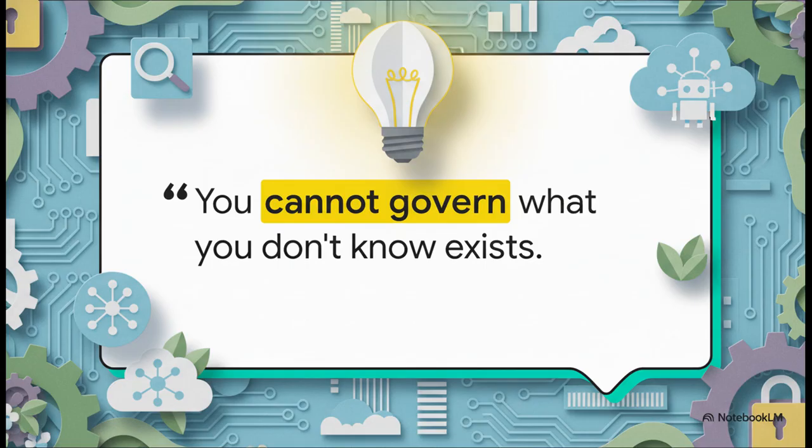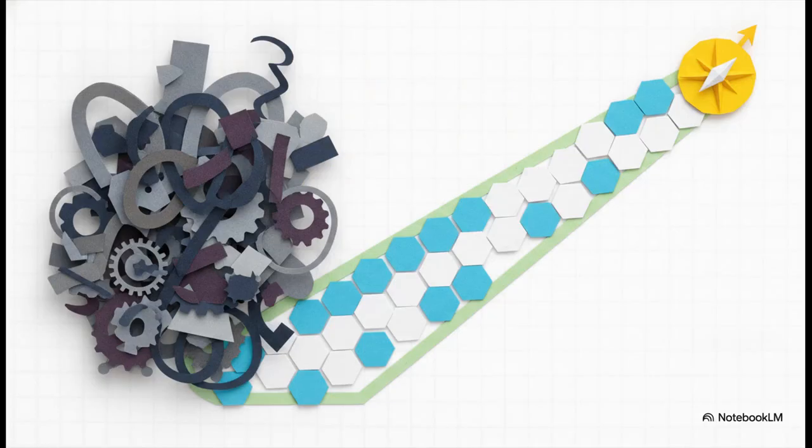Because here's the thing, you literally cannot govern what you don't know exists, right? I mean, it sounds super simple, but it's incredibly profound when you actually think about it. Before we can even start talking about risks or ethics or compliance, we have to uncover the hidden AI tools already operating in the shadows of your organization. That is the vital first step. And that's exactly what we're here to achieve today.